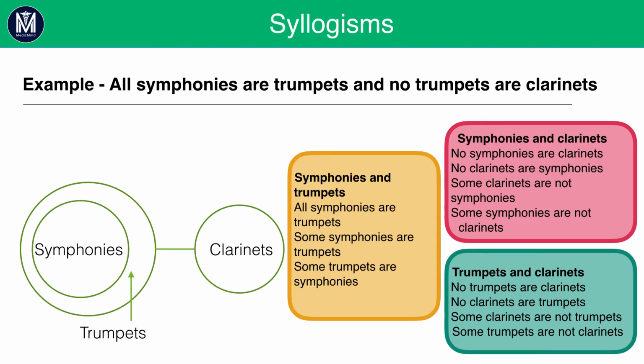All symphonies are trumpets, and no trumpets are clarinets. So what is the relationship between symphonies and trumpets? As always, all symphonies are trumpets, some symphonies are trumpets, and some trumpets are symphonies. No trumpets are clarinets. This means no trumpets are clarinets, no clarinets are trumpets, some clarinets are not trumpets, and some trumpets are not clarinets. Between symphonies and clarinets, no symphonies are clarinets, no clarinets are symphonies, some symphonies are not clarinets, and some clarinets are not symphonies.